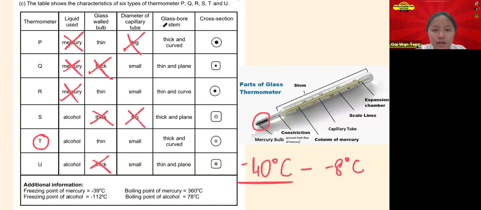And after that, we look at the glass ball stem. Oh yeah, I forgot to mention that the capillary tube is the tube that is in the middle of the thermometer, which is used to fill the liquid, either mercury or alcohol. And the glass ball stem is the stem here.